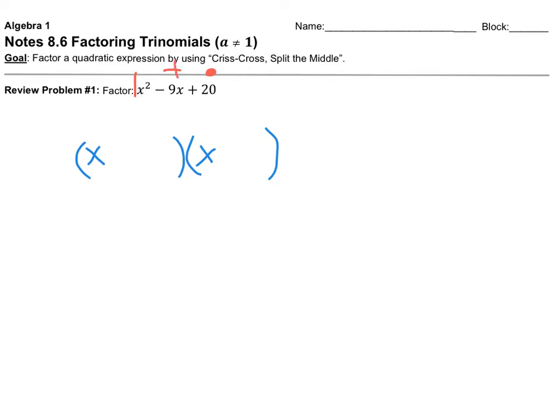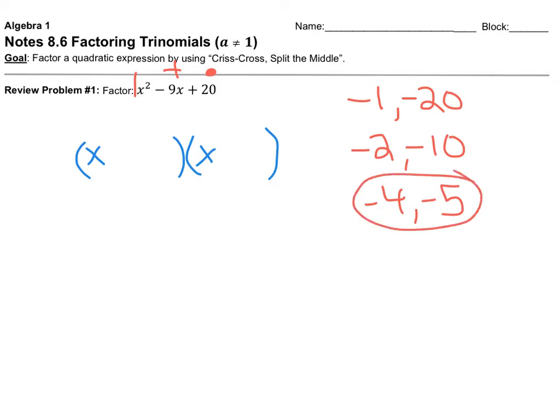So let's make a list. 2 numbers that multiply to get a positive, add to get a negative, have to both be negative. So -1 and -20 multiply to get 20. -2 and -10 multiply to get +20. -4 and -5 multiply to get 20. Out of those choices, the -4 and -5 add to get that middle term, -9. So that's our choice that we want, our final answer, put in the -4 and -5.